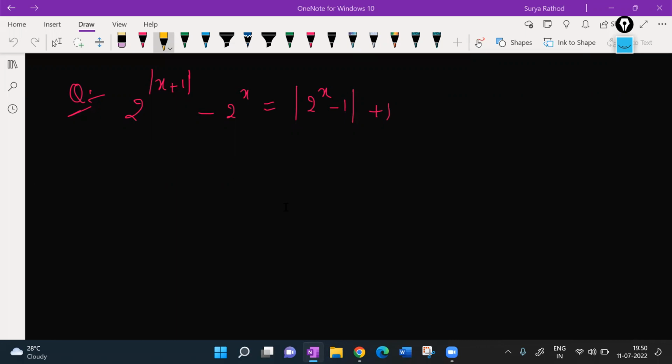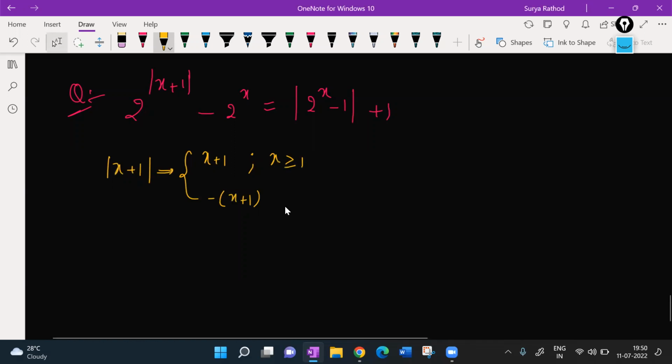Guys, very simple question. Look at the board, everyone. You have two types of modulus function. Everyone, this function is going to be defined as how? |x + 1| is x + 1 when x is greater than or equal to minus 1, and minus of (x + 1) when x is less than minus 1. Cool, this is how the function is defined.